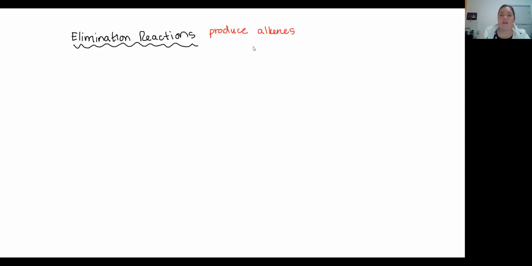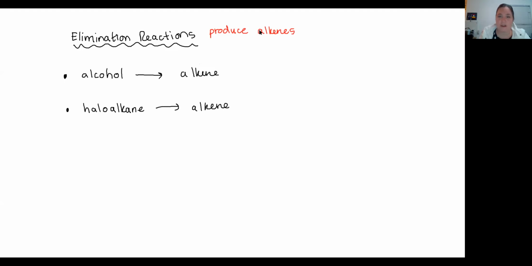Now, fortunately for elimination, it's a rather easy one if you understand that you can only do an elimination with two starting materials at this level. We either start with an alcohol or we start with a haloalkane. In both reactions, you're going to produce an alkene and various other products. Now, what we need to look at here is what you're going to add to each of these to get the different reactions.